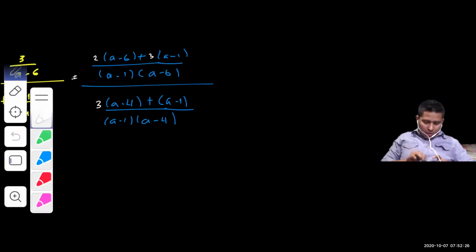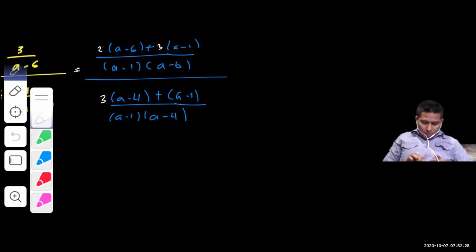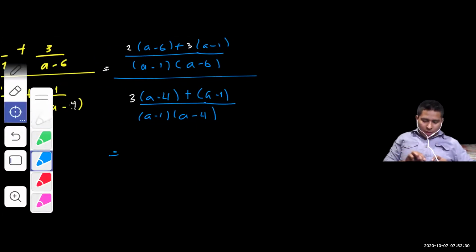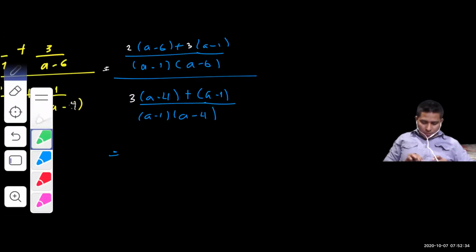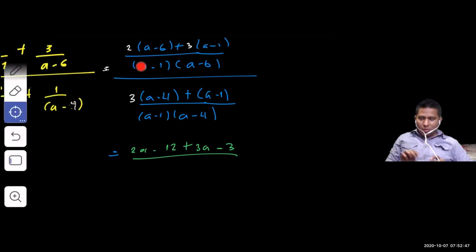Okay, we're going to copy all of that again, and we're going to try to simplify it. Okay, let's work with this. Using the distributive property, 2 times A minus 6 gives 2A minus 12, plus 3A minus 3. Excellent. Over, okay, in this one, we cannot multiply.